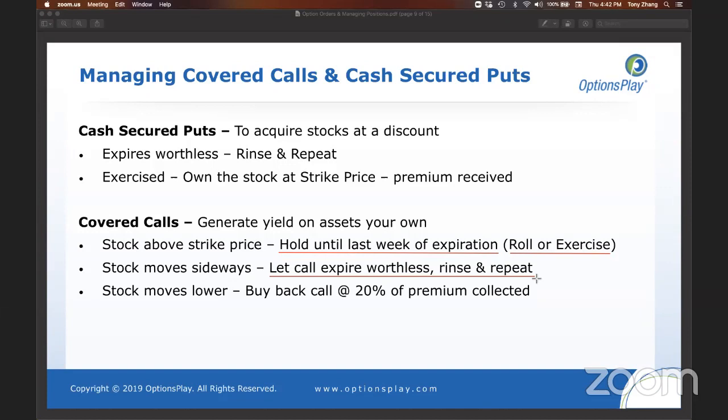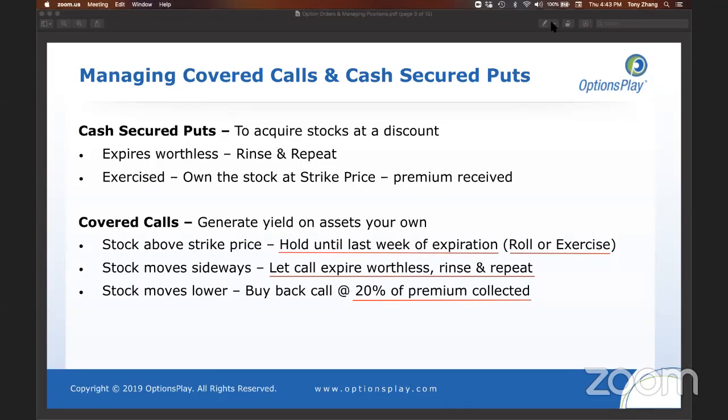Lastly, if the stock moves significantly lower after you sell a covered call, that's really the only time it makes sense to do something early. In the other two events, you do nothing until the last week. If the stock moves significantly lower, this is where you might want to buy back the call that you've sold, if you're able to do so at 20% of the premium that you originally collected. That means if you sold a covered call for $1 and it's now worth 20 cents or less, that's when it makes sense to buy back that call, take the 80-cent profit that you've made, especially if it still has a few weeks left to expiration, and sell another call immediately.